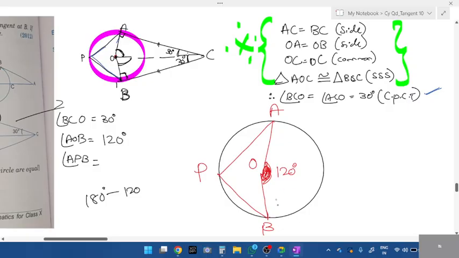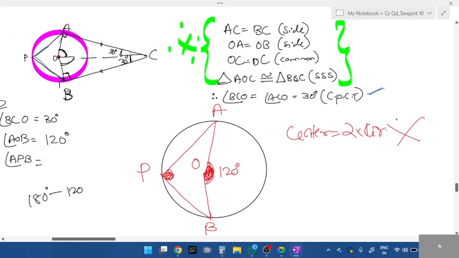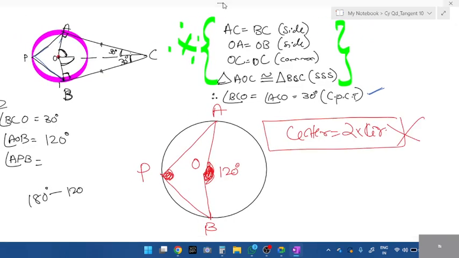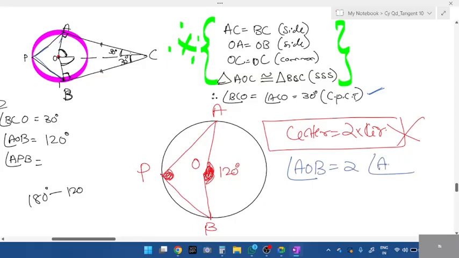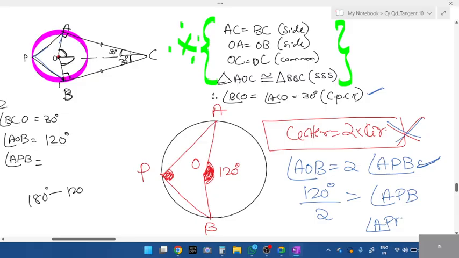120. If the angle formed at the center is 120, what is the angle formed on the circumference? What is the formula? Center is equal to twice the circumference. And in the exam, don't write this statement. This is just for you all to understand. Angle AOB is equal to 2 times angle APB. You have to write: 120 degrees divided by 2 is equal to angle APB. Therefore, angle APB is 60 degrees.